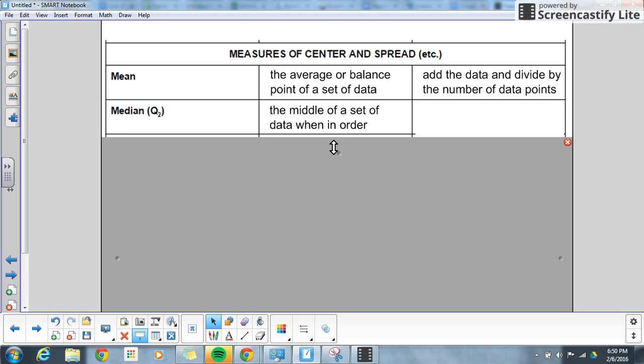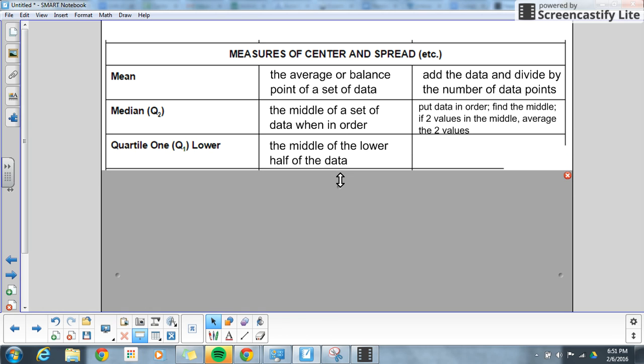The next one is the median. It's also called Q2. This is the middle of a set of data when in order. A lot of people think about crossing out from each side till you get to the middle, and that's a method to use. To find it, make sure that you put the data in order first, then find the middle. If 2 values are in the middle, then you're going to average those 2 values. So you're going to add them and divide by 2.